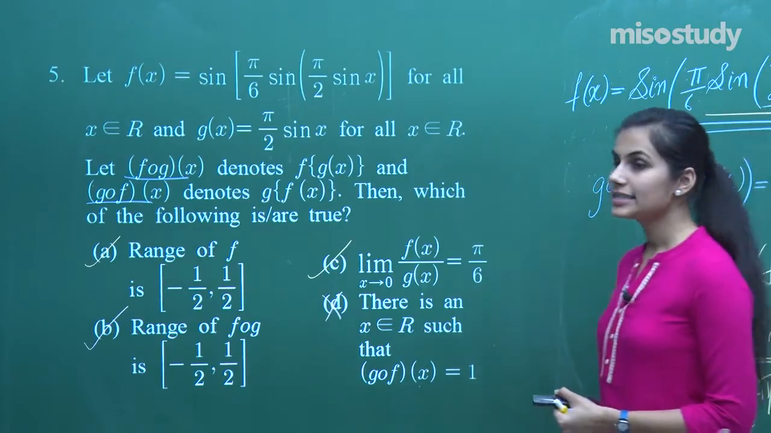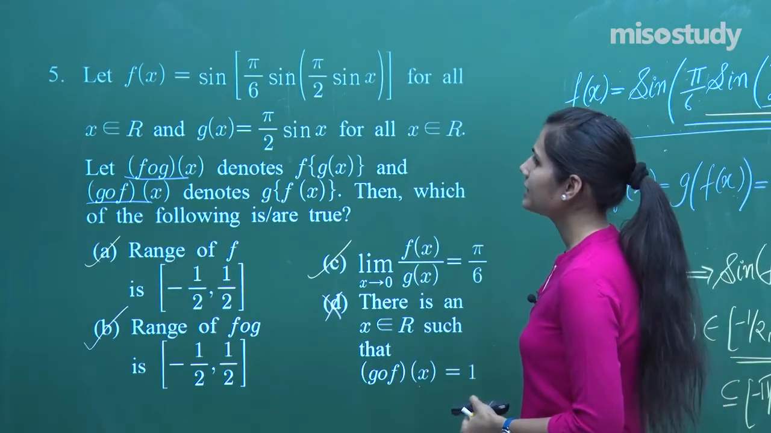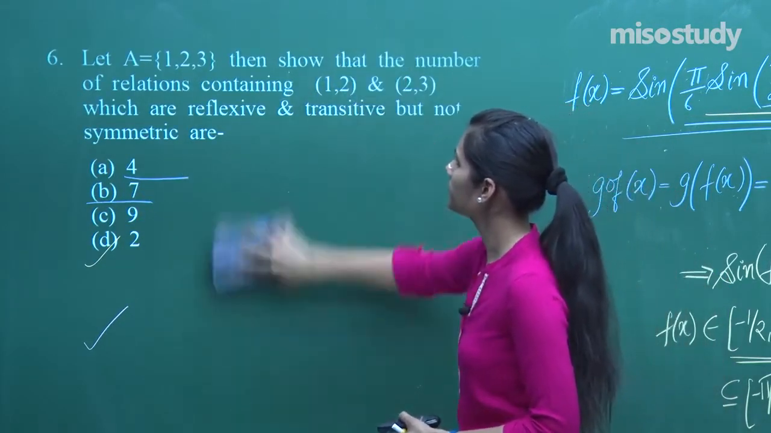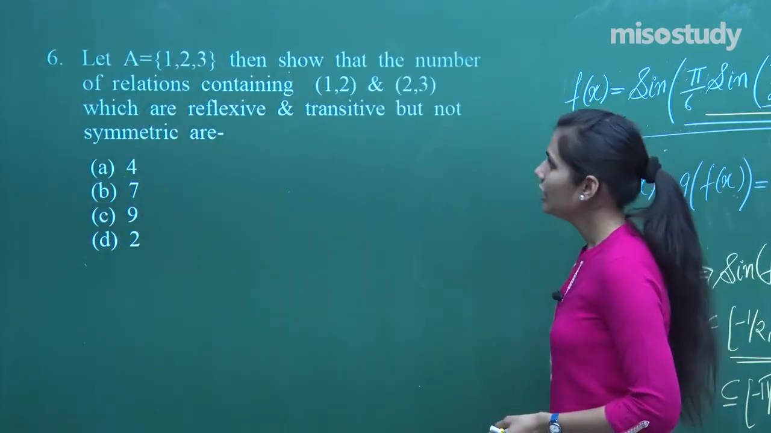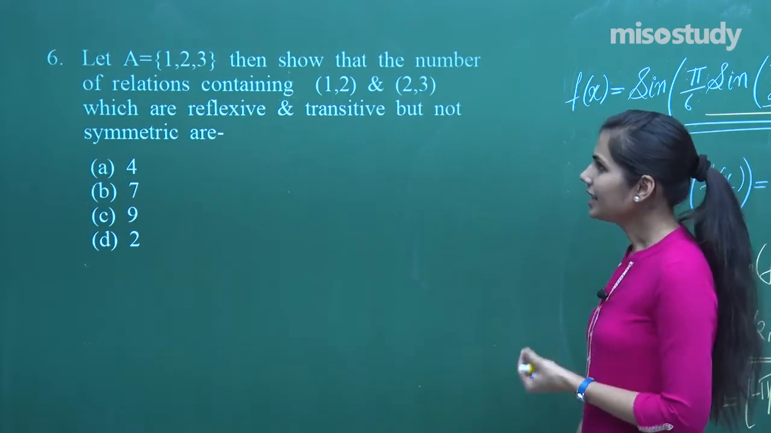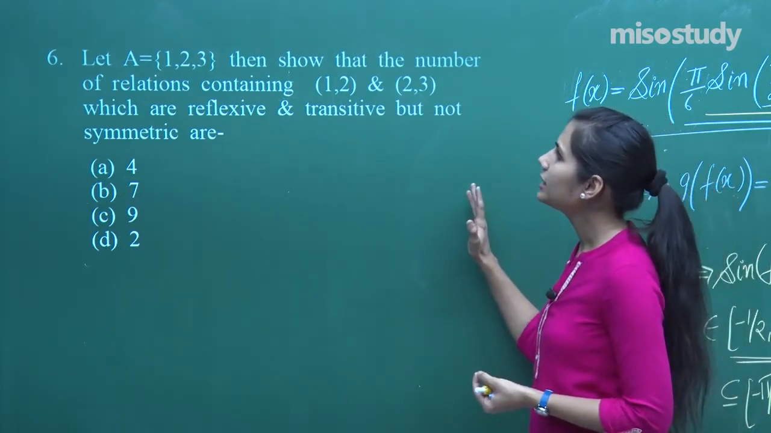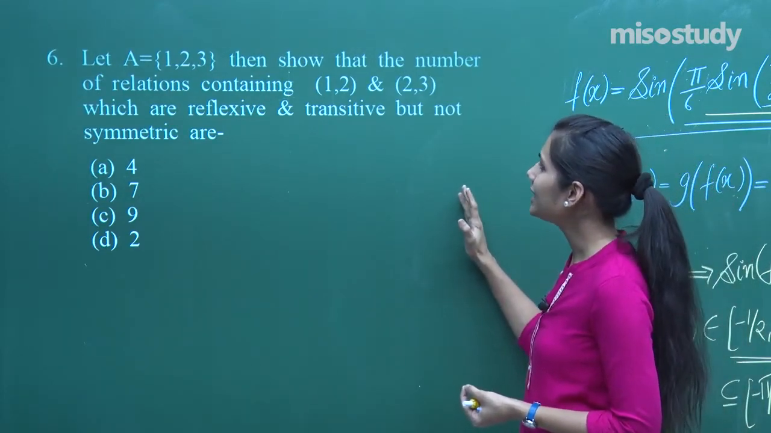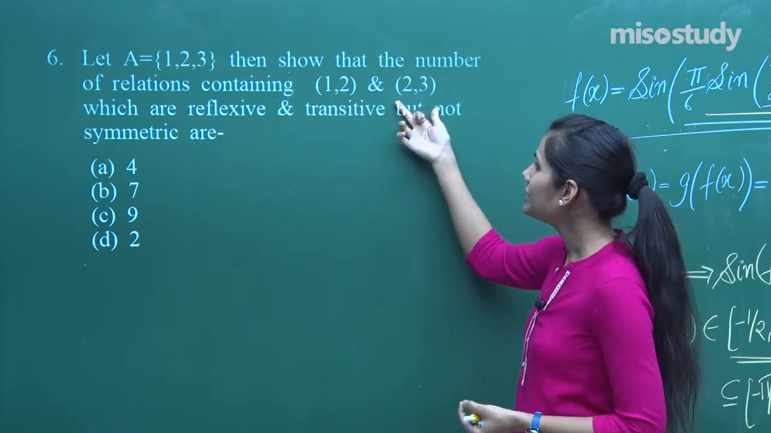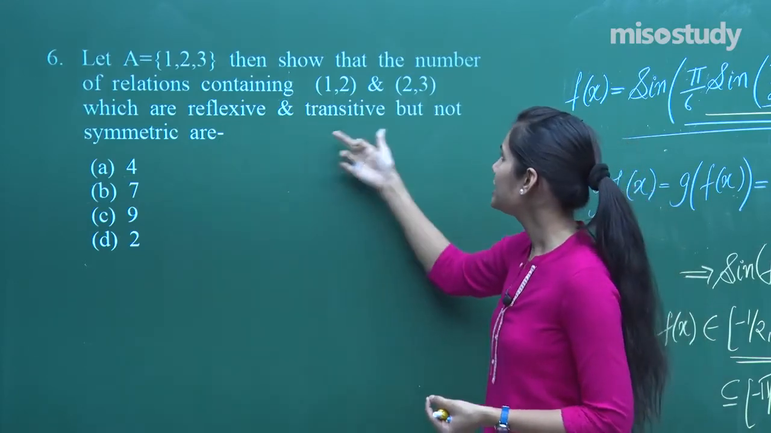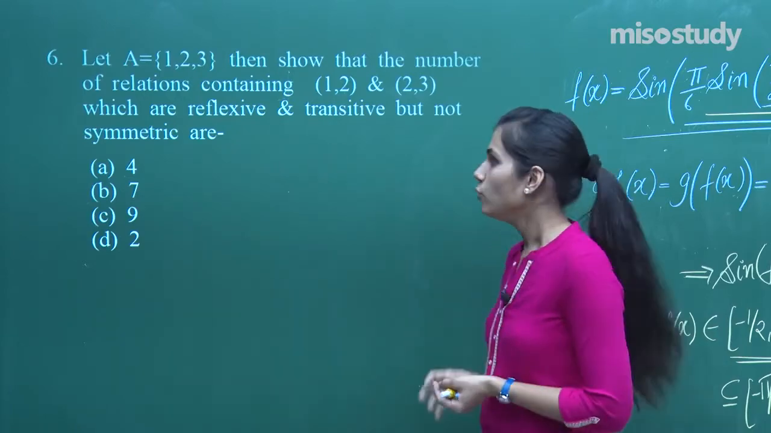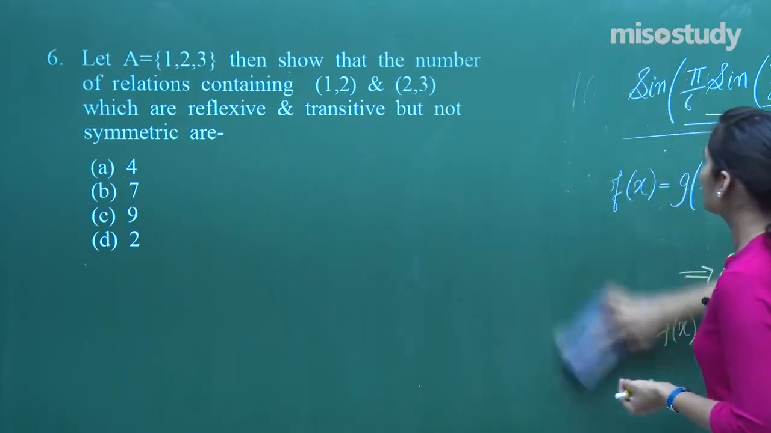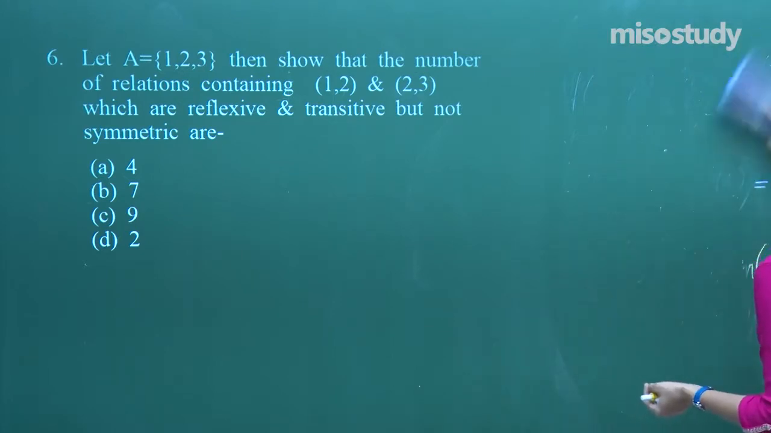Okay friends, let's now see what happens to be the case with the next question. Here again it's talking about relations. What is it saying? Let A be this set, then show that the number of relations containing this ordered pair and this ordered pair which are reflexive and transitive but not symmetric are how many? Let's try and see how to combat this question.